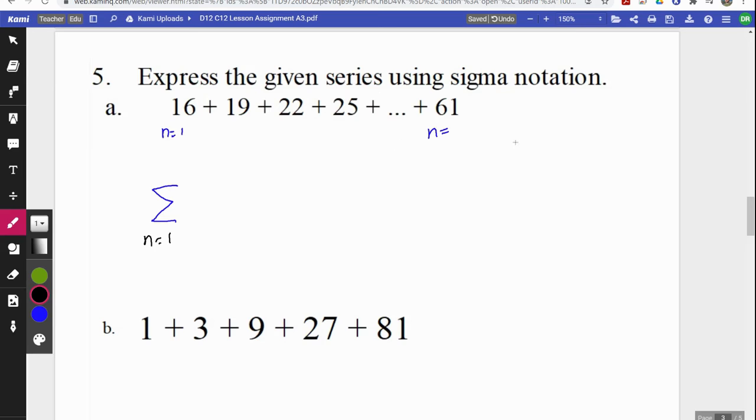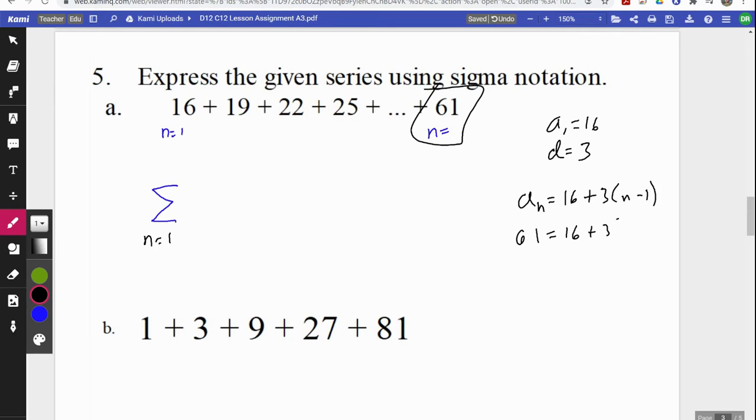First of all, this is an arithmetic sequence. Your a sub 1 is 16. We know d is 3 because they're going up by 3 each time. So we could have the formula a sub n is 16 plus 3 times n minus 1. All right, but I need to know where I stop. I need to know what n that is. So we can figure out n by saying 61 is 16 plus 3 times n minus 1. Now just solve for n. So this is a basic problem from day 1, I believe.